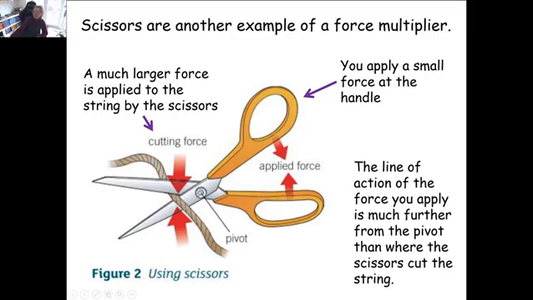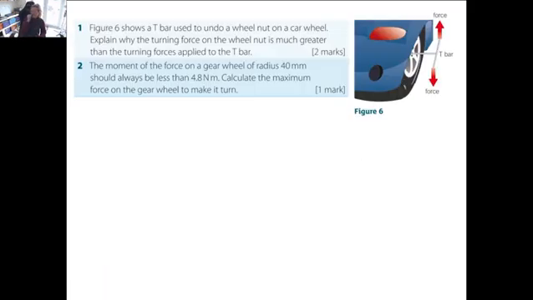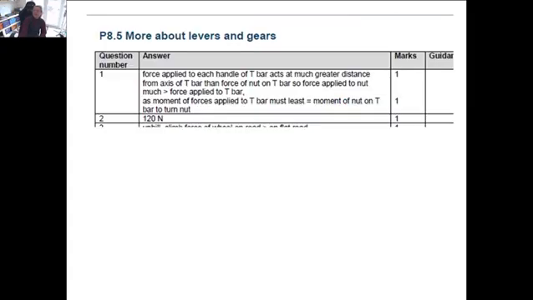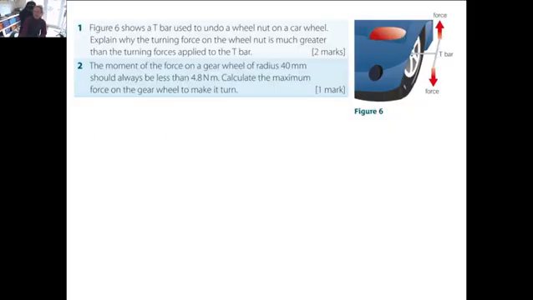Okay, I would like you to pause the video, Year 10, and have a go at these two questions. Okay, so these are the answers to the two questions.